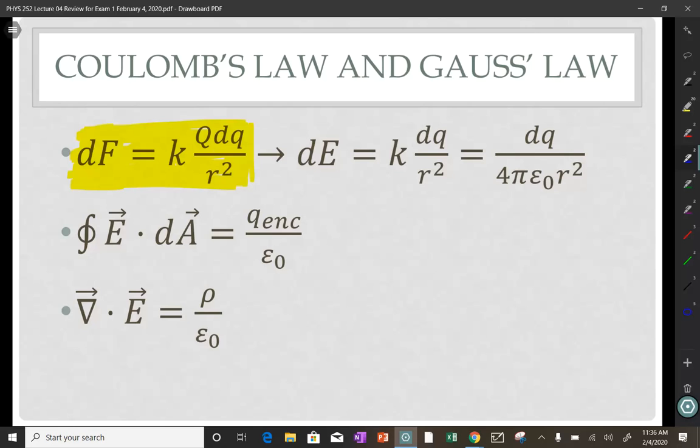What's the third equation? The third equation is the differential form of Gauss's law. Okay, so these two here are both Gauss's law.